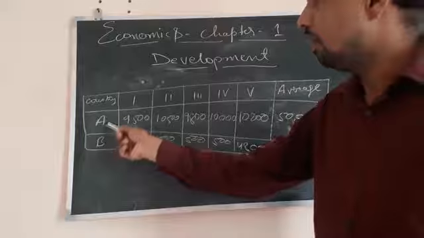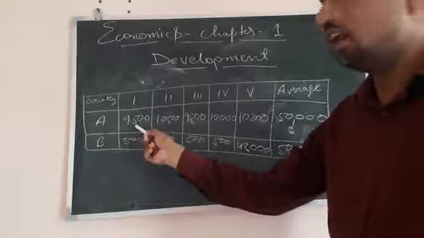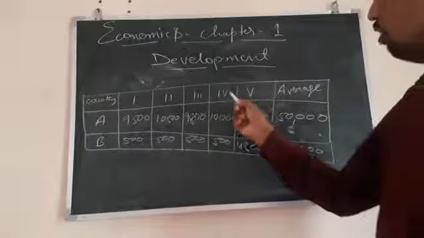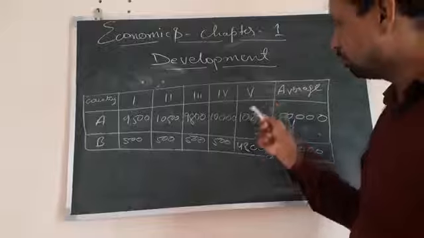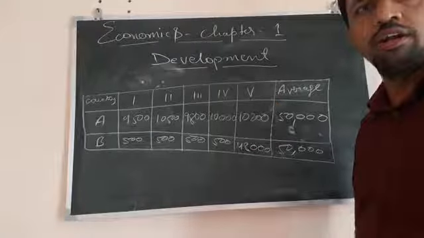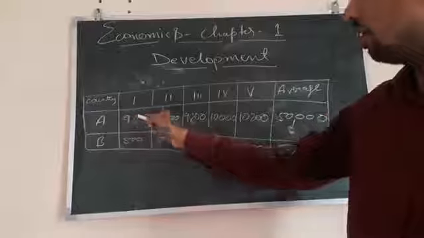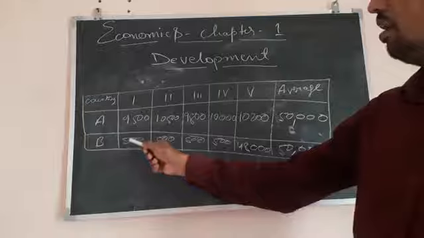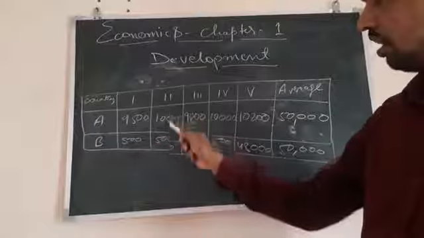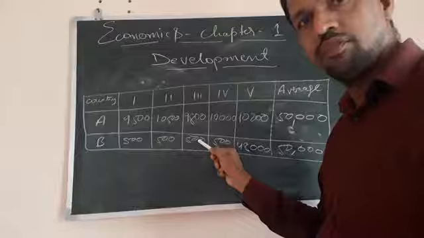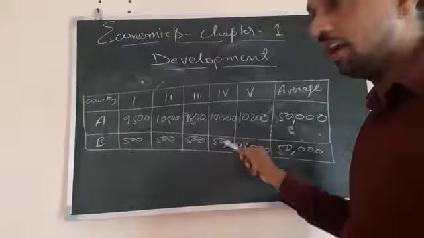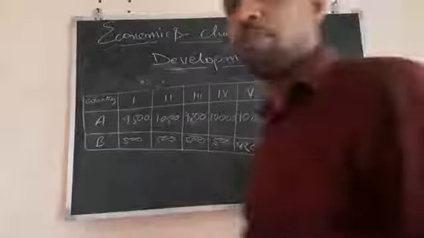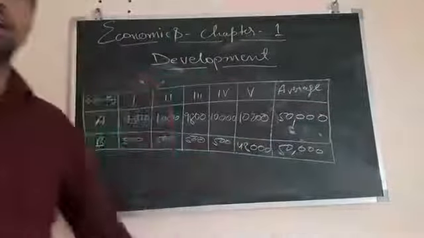In country A, the first person earns 9,500, the second person earns 10,500, the third person earns 9,800, the fourth person earns 10,000, and the fifth person earns 10,200. The average income of these 5 people is 50,000. In country B, the first person earns 500, the second 500, the third 500, the fourth 500, whereas the fifth person earns 48,000. But here also the average of all these 5 is 50,000.